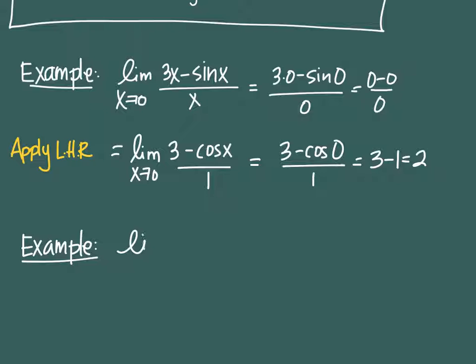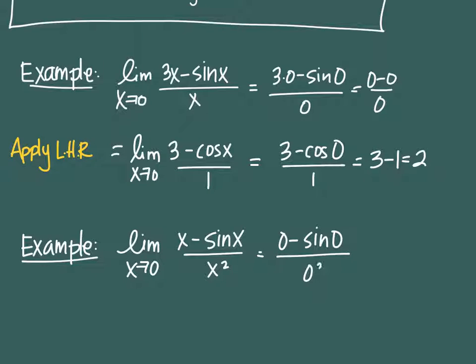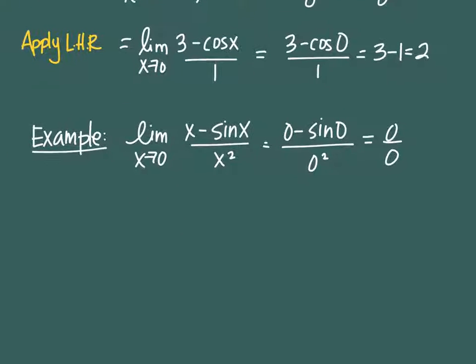Okay. So we might be asked to evaluate the limit as x approaches 0 of x minus sine x, so something similar, this time over x squared. So once again, we check for the value of the original limit, so it'll be 0 minus the sine of 0 over 0 squared, which is 0 over 0. So again, it is shown to be indeterminate, so we will apply L'Hopital's rule.